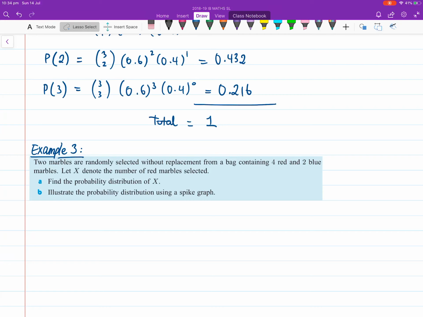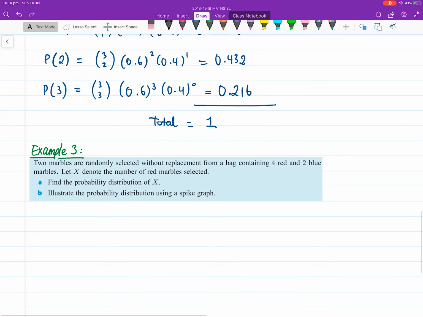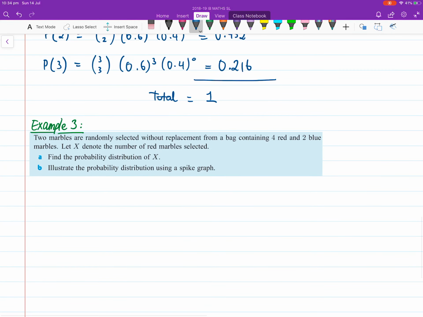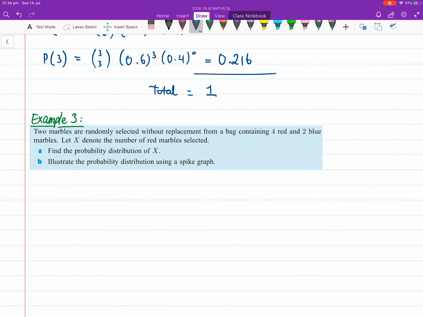Let's do one more example. Let me change this back to green. Let's say 2 marbles are randomly selected, and without replacement, so that means they're kept outside of the bag, from a bag containing 4 red and 2 blue marbles. Let X, capital X, denote the number of red marbles selected. Find the probability distribution of X.